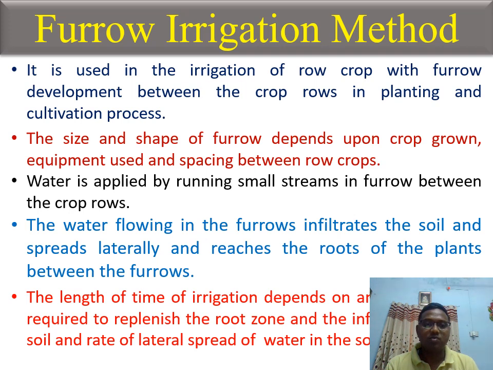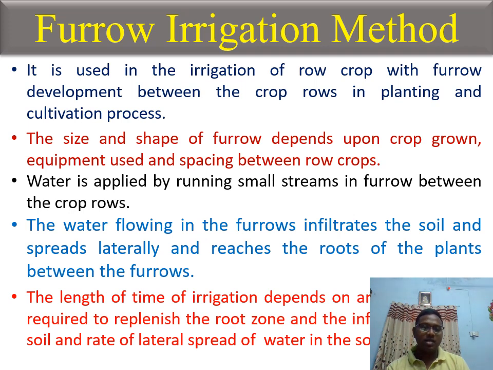Then the next point is that water is applied by running a small stream in the furrow between the crop rows. Then the water flowing in the furrow infiltrates the soil, spreads laterally and reaches the roots of the plants between the furrows. This explains how the water reaches the root zone. Water is applied in the furrow, it gets infiltrated into the soil, spreads laterally and reaches the roots of the plants between the furrows.